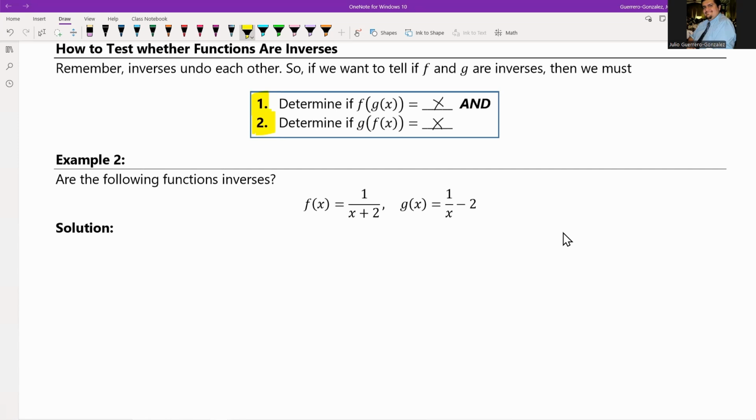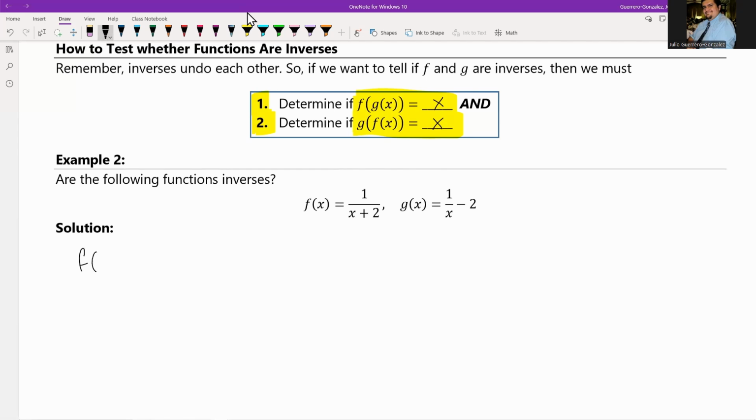Okay, but now suppose you were given two functions and you had to determine if f of x and g of x are inverses. These are the two conditions that you need to verify, either that one or the one below it. It doesn't matter which one. So let me show you guys how this works out. This is a composition of functions, and in this case I'm actually going to do both, just for completeness' sake.